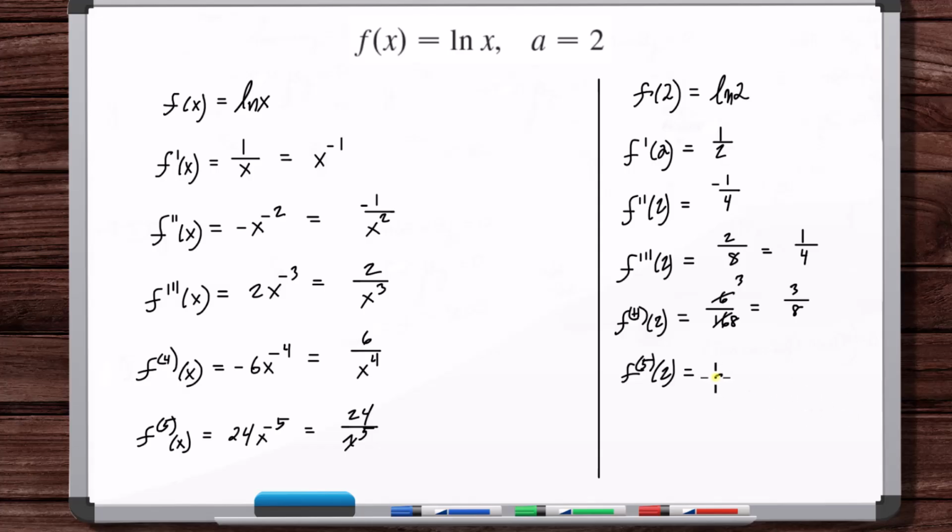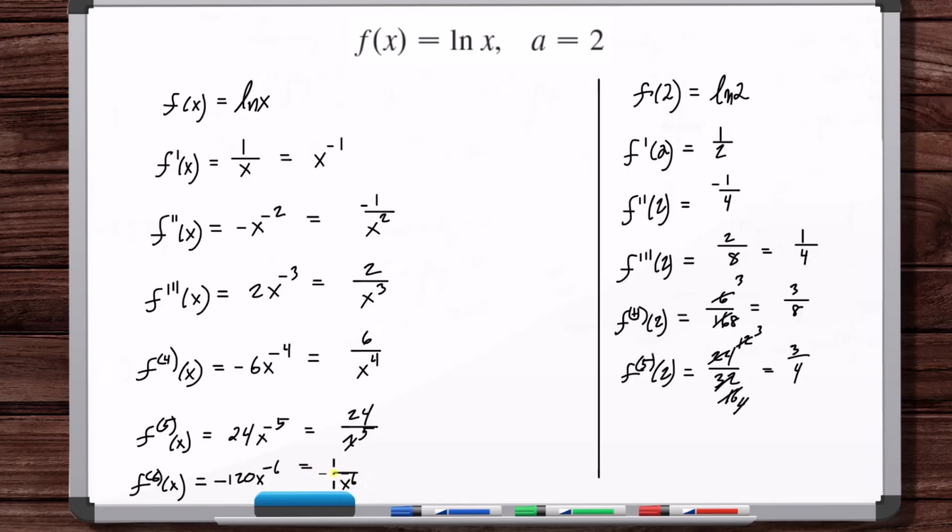Okay, 2 to the 5th is 32. So 24 divided by 2 is 12. 32 divided by 2 is 16. 16 divided by 4 is 4. 12 divided by 4 is 3. So 3/4. I guess we could, let's go one more, just to make sure we can see a pattern. So, okay. 24 times 5, 120. So minus 120x to the minus 6.